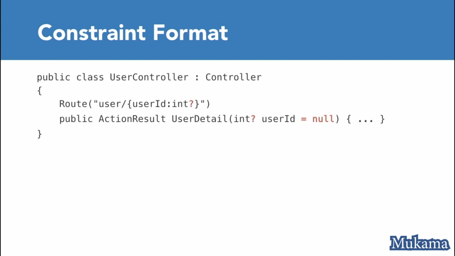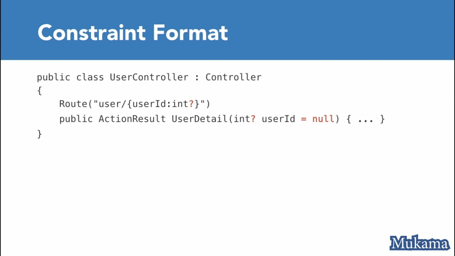If you would like to indicate that a parameter is optional, you can simply use a question mark after its name or after the constraint name that you have applied to it. You also want to make sure that the matching parameter on your action method allows either empty or a null value. For example, in this case, I've turned an integer into a nullable integer and I've defaulted it to a null value.